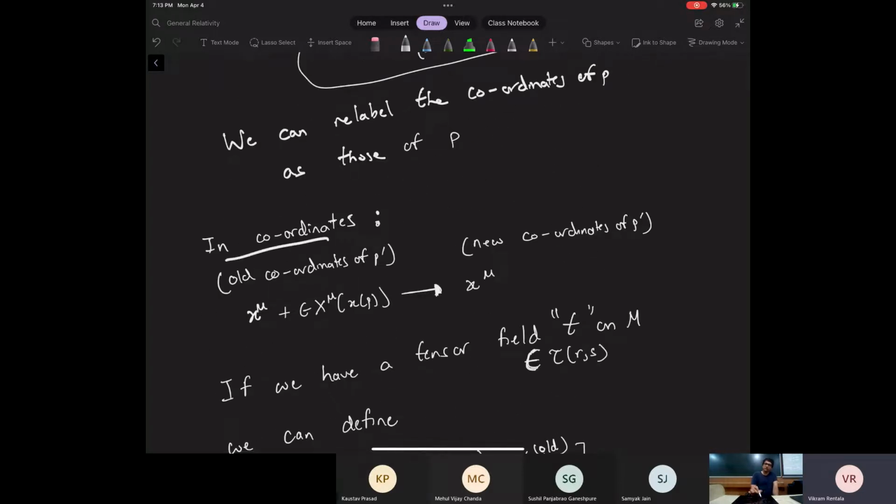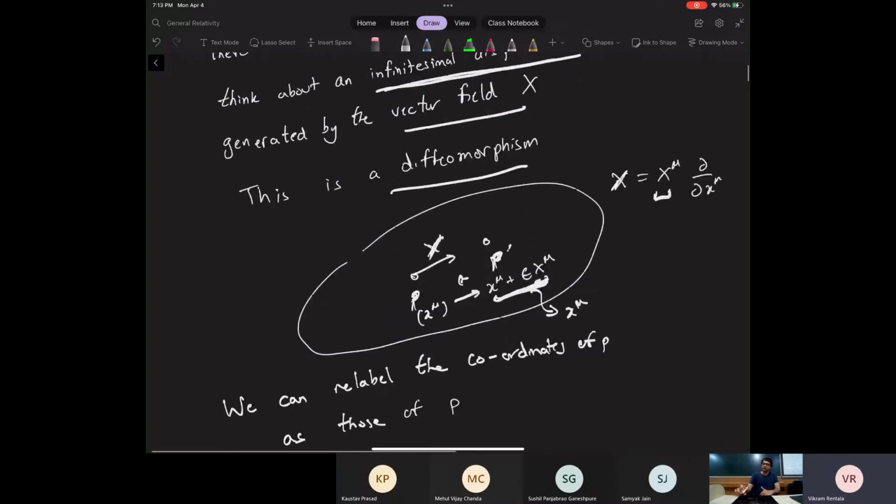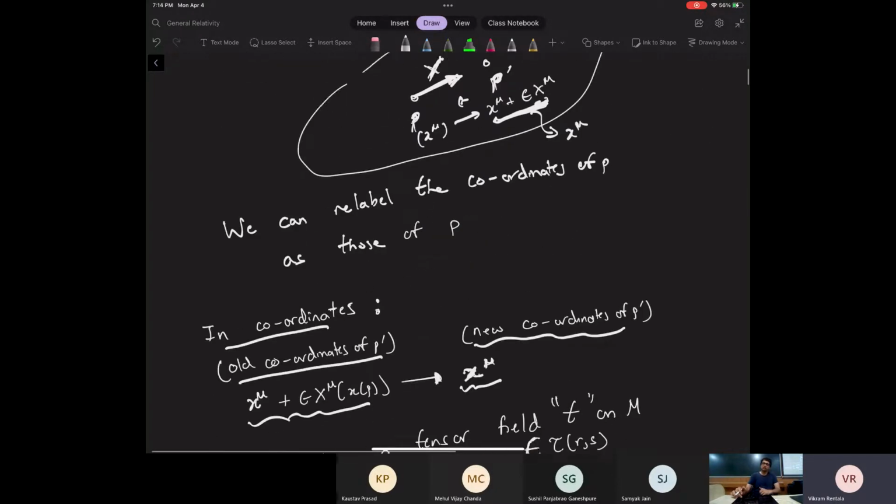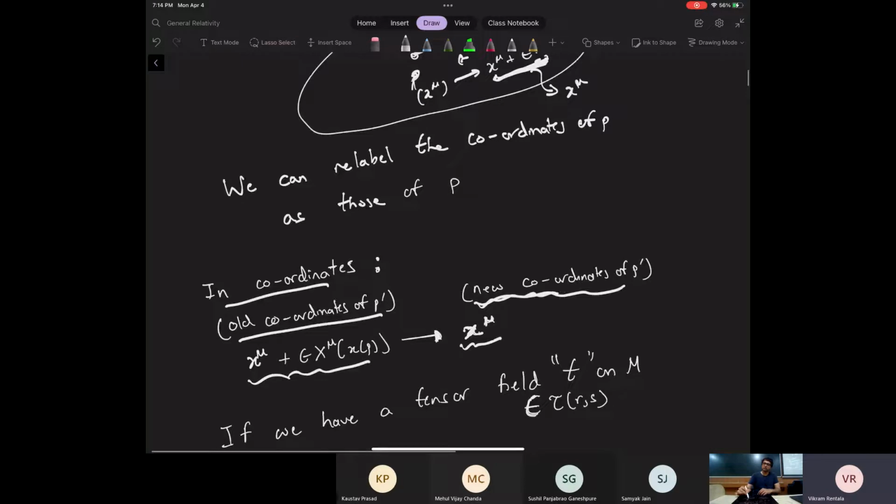So in coordinates, what we have done is the old coordinates of P prime are x^μ plus epsilon X^μ. The new coordinates of P prime, we just assign the coordinates x^μ. We're free to make this coordinate transformation, and by definition it has to be one-to-one. This transformation is one-to-one because the forward flow generates a one-to-one transformation. So for every P, there's a unique P prime. For P prime, we're labeling it by the coordinates of P, so you can always relabel the coordinates of P prime as x_P.